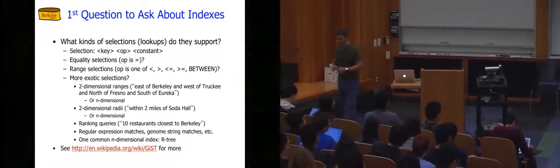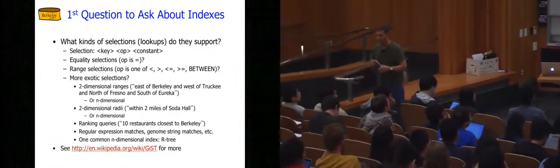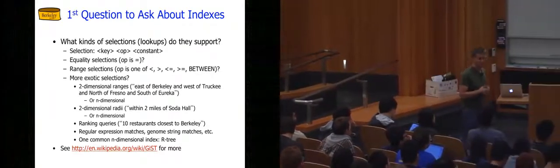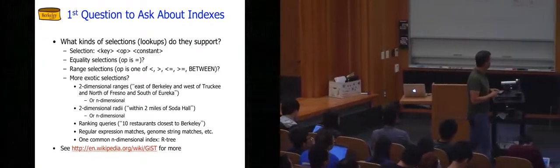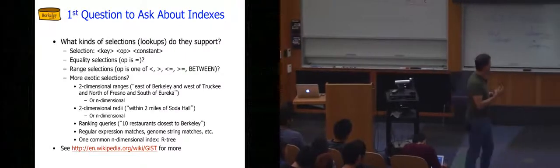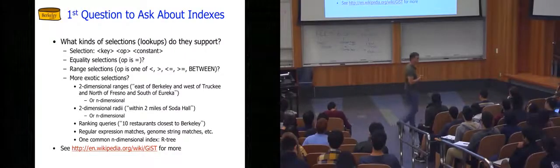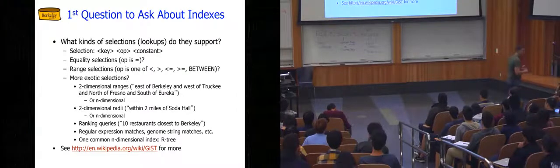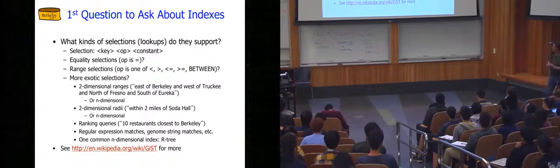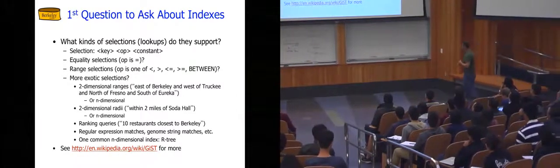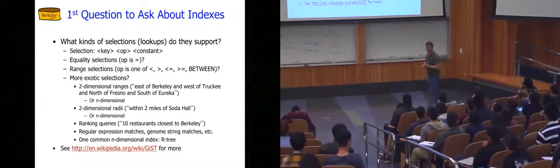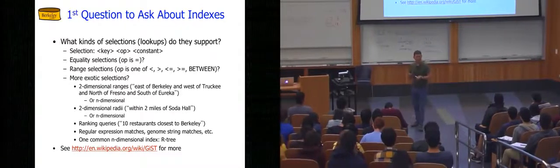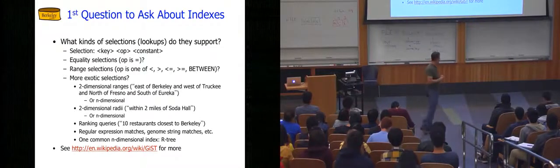The first question you should ask when somebody tries to sell you an index, to describe an index data structure to you, is, well, what kinds of lookups do you support? What kinds of selections do you support? What they support always is some sort of key operator constant. But what kind of operator is allowed, and what types of constants and keys are allowed? What data types are allowed? A typical index will support some kind of equality selections on some data domain, or maybe on any data domain. It's kind of akin to hashing. You can do equality lookups.